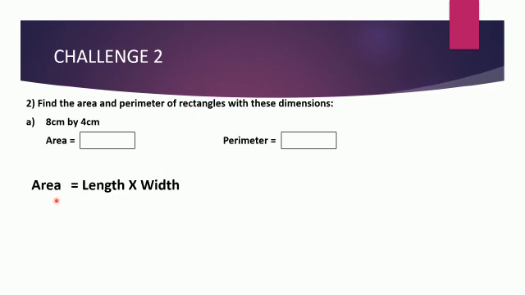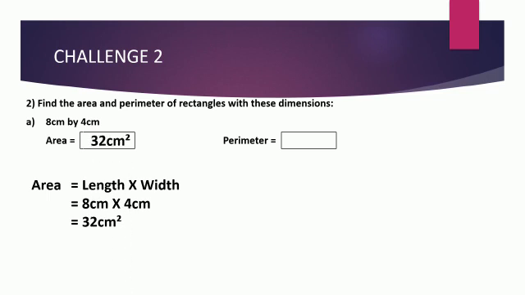So the formula for the area of a rectangle is area is equal to length multiplied by width. As it is given that 8 cm by 4 cm, it means that 8 is length and 4 is width. 8 centimeter shows the length and 4 centimeter shows the width. So you will put it in the formula. Area is equal to 8 centimeter multiplied by 4 centimeter. 8 fours are 32, and centimeter is multiplied 2 times, so you will write centimeter square. So the area of the rectangle is 32 centimeter square.